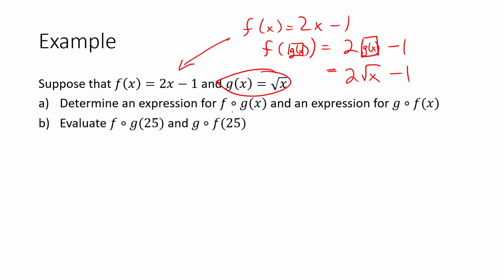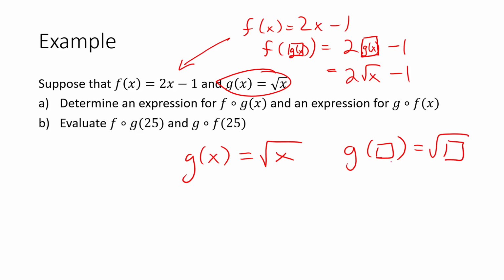Well, how about g of f of x? Again, day one of function notation, we learned that if g of x is root x, then g at block is root block. Well, what if the block is f of x? What if it's g of f of x? Then that would be the square root of f of x. What does f of x equal? Right there, f of x is 2x minus 1. So g of f of x would be the square root of 2x minus 1.